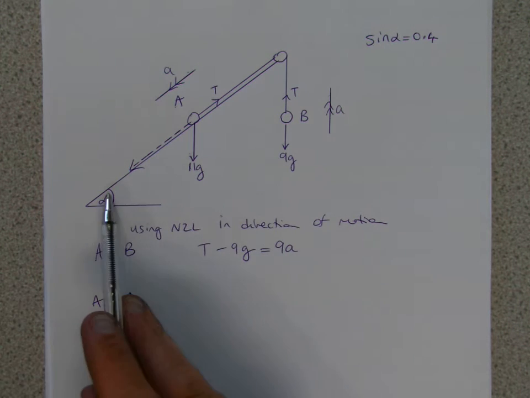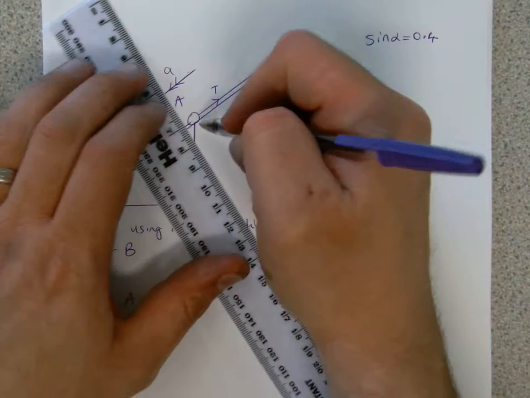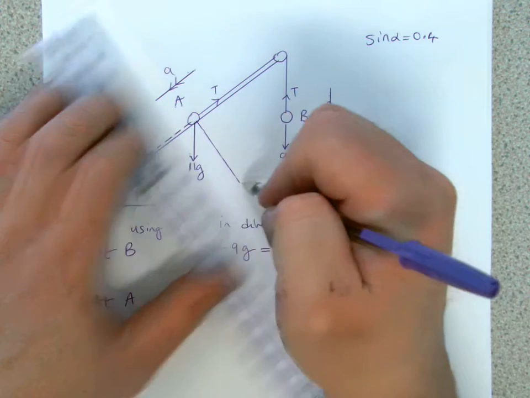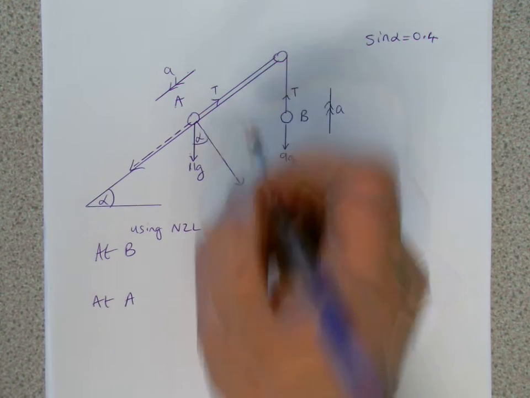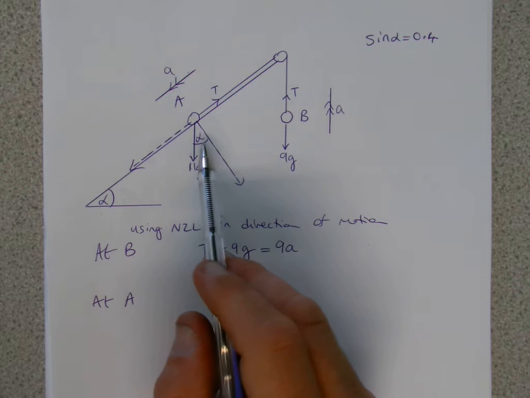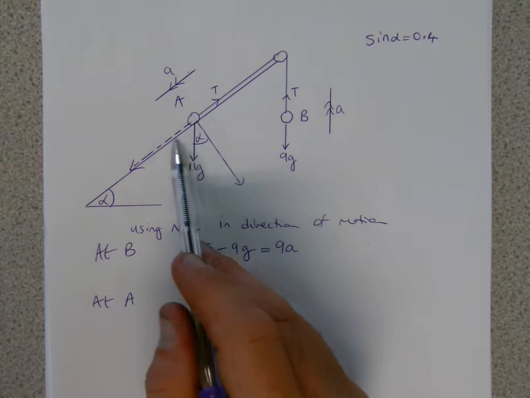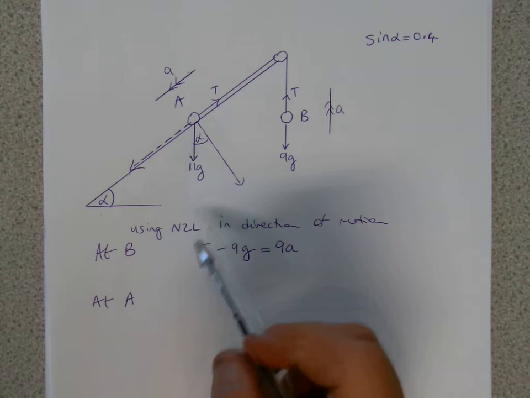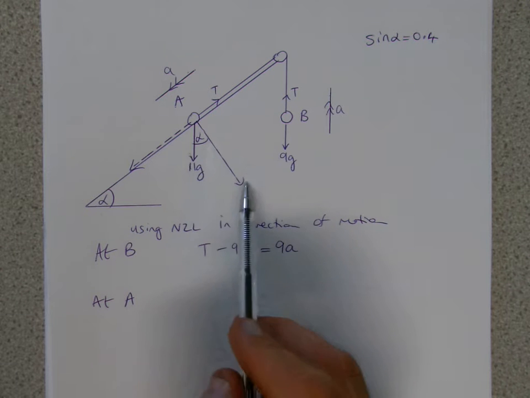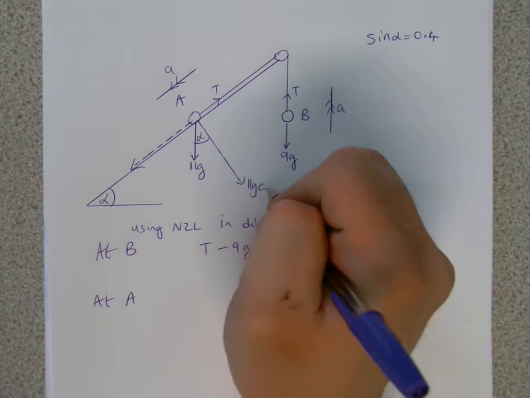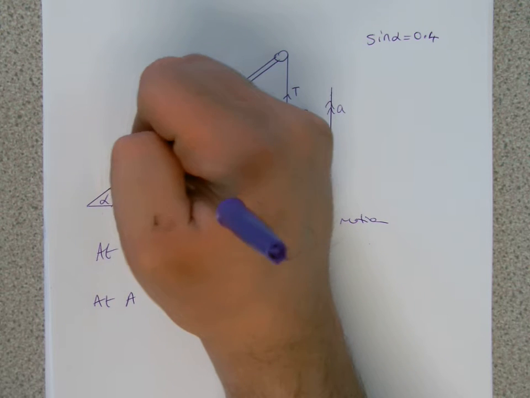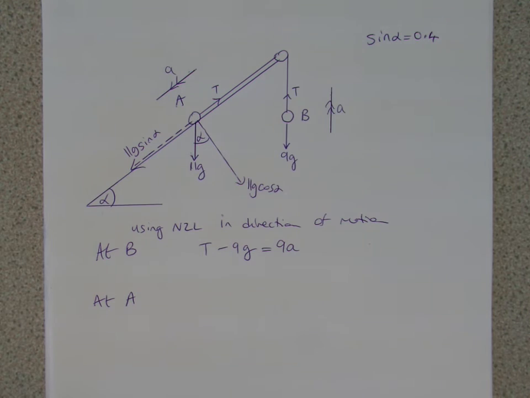Remember, if this is angle alpha here, and I draw the perpendicular to the plane, that's going to be alpha there as well. That angle is the same as this angle here, as I explained in the last video, because this here would be 90 minus alpha. So that's got to be alpha. If that's alpha there, this will be 11g cos alpha, which we don't actually need in this case, and this will be 11g sine alpha.